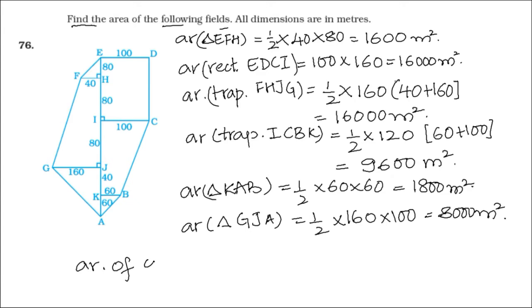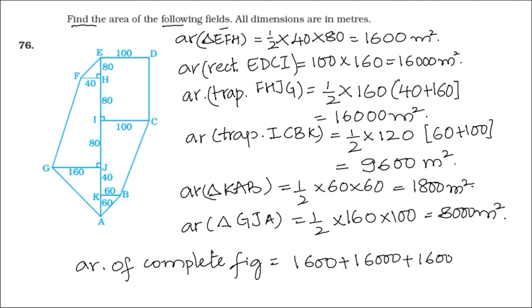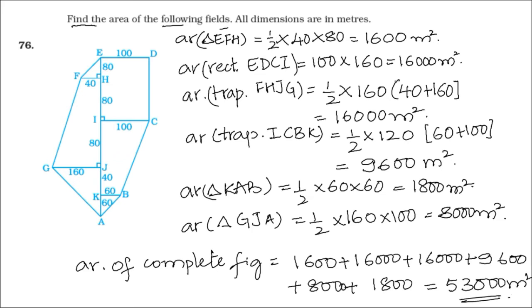The area of the complete figure will be equal to 1600 plus 16,000 plus 16,000 plus 9,600 plus 8,000 plus 1,800. We have taken all the areas. On adding, we get it as 53,000 square meters. This is the area of this figure.